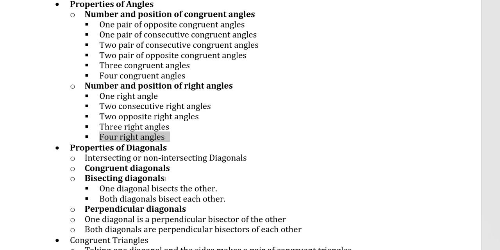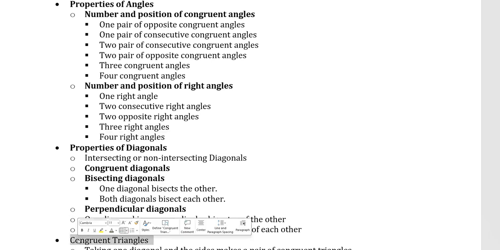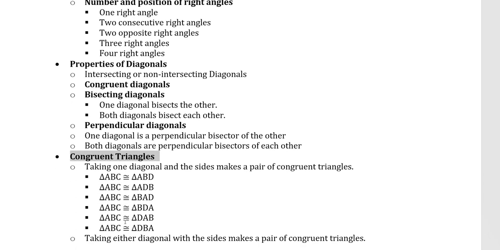Those turn out to be interesting properties by which we could classify quadrilaterals. Or maybe the diagonals are perpendicular. Or maybe one diagonal is actually a perpendicular bisector of the other. Or maybe both diagonals are perpendicular bisectors of each other. And one thing that will make use of our triangle stuff is to take one diagonal and the sides and make a pair of congruent triangles. Now it turns out there are actually 6 ways this can be done.